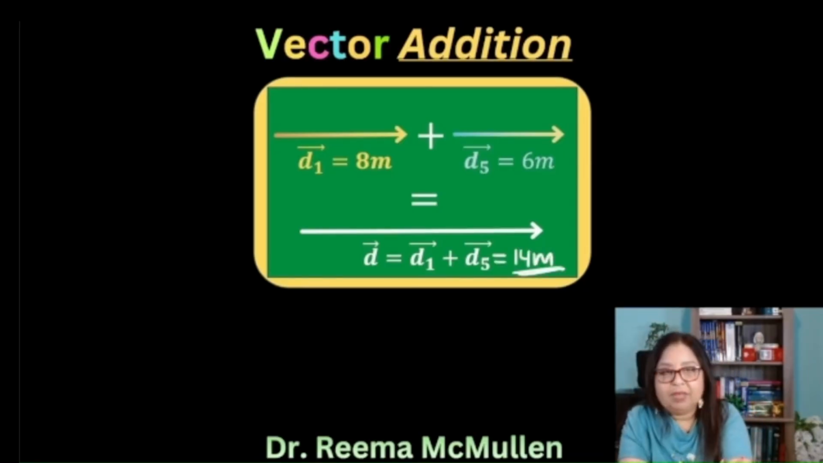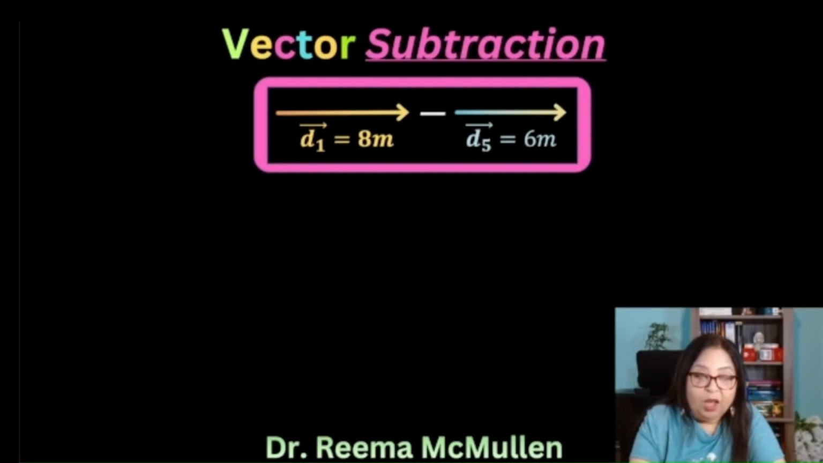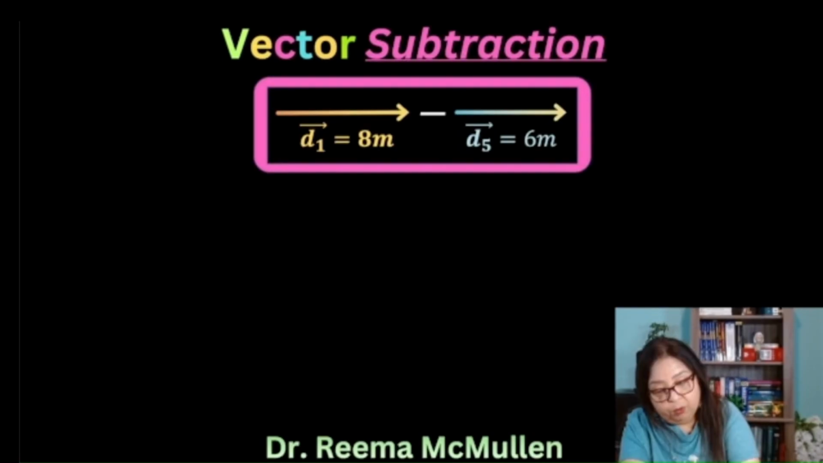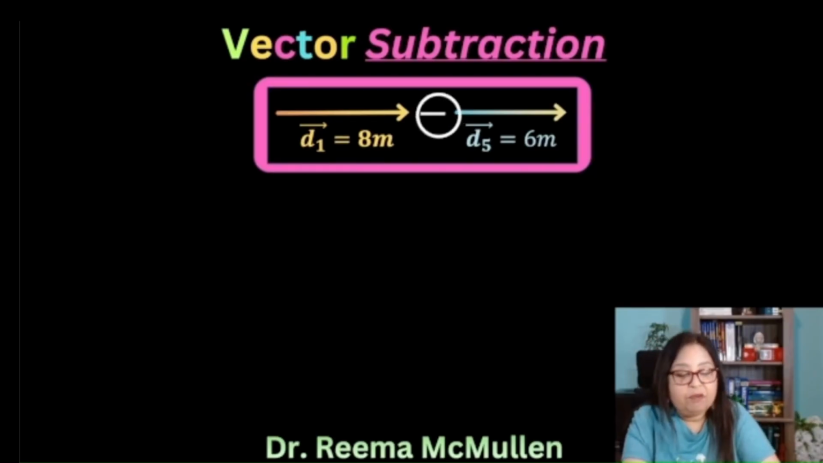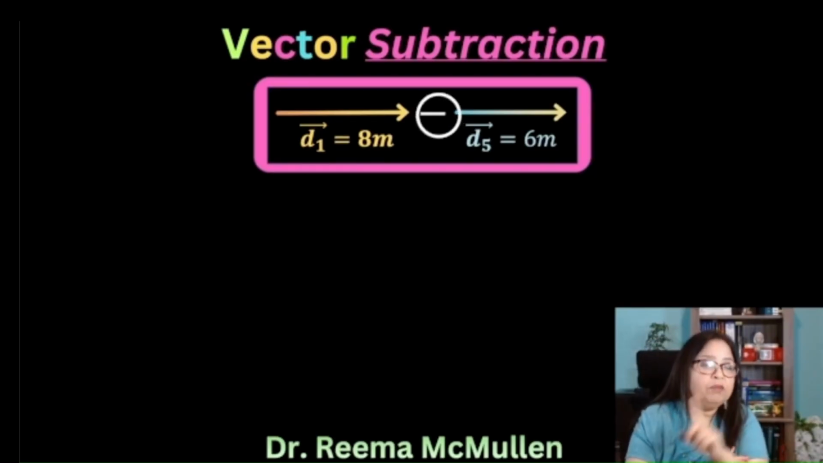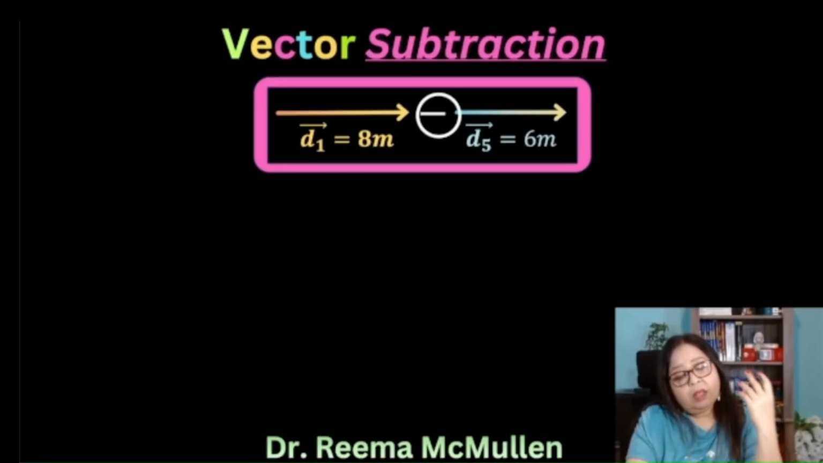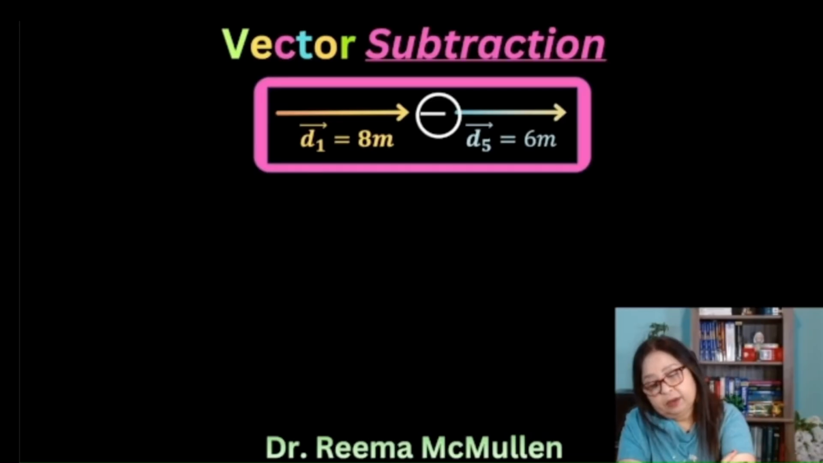Easy? I think so. Moving on. Now we're going to look at vector subtraction. We want to subtract D5 from D1. D1 is to the right, D5 is to the right. Now, let me remind you something here.